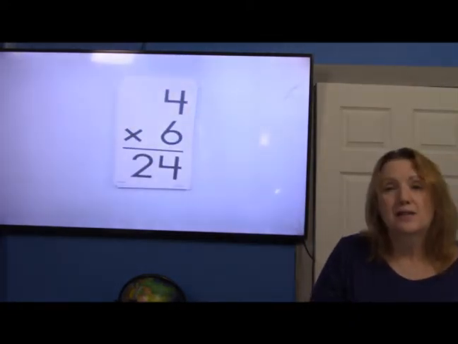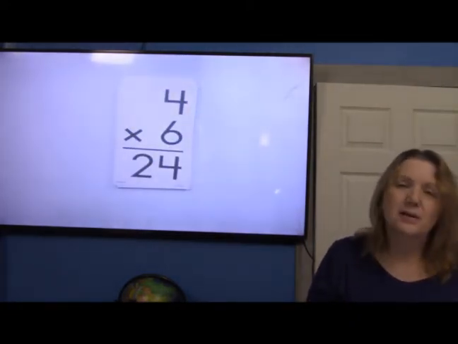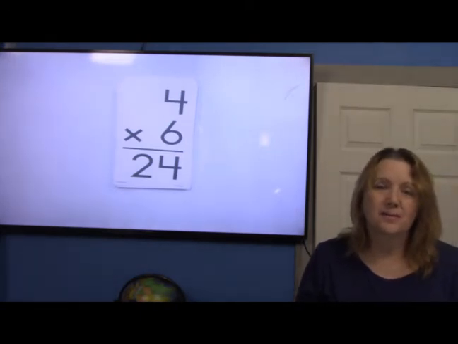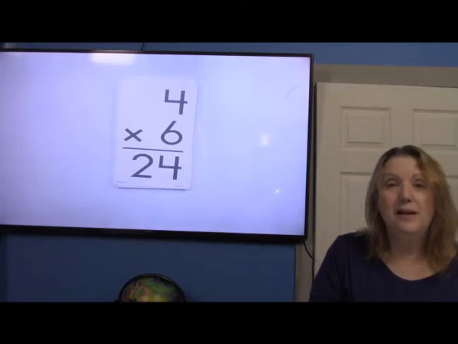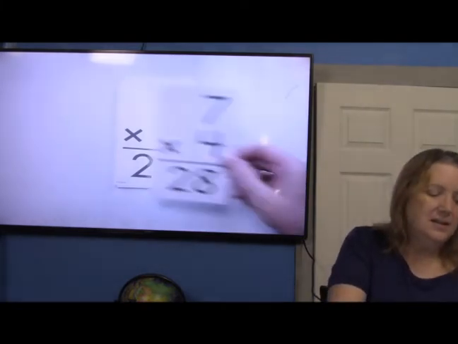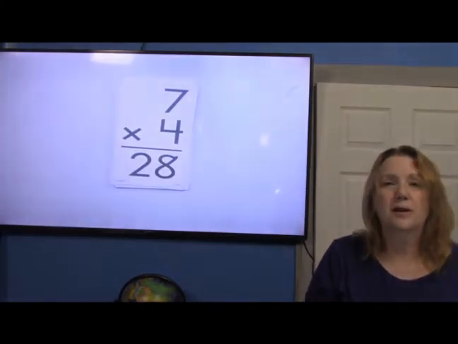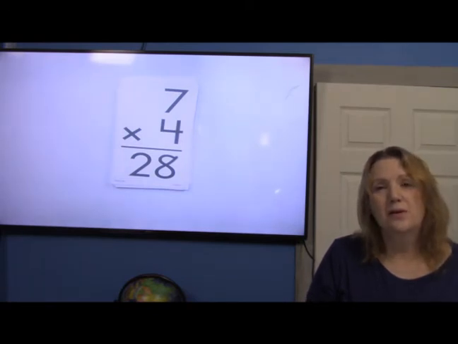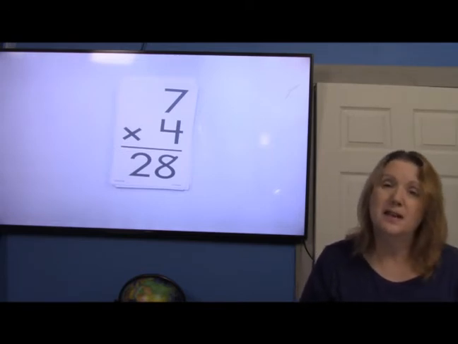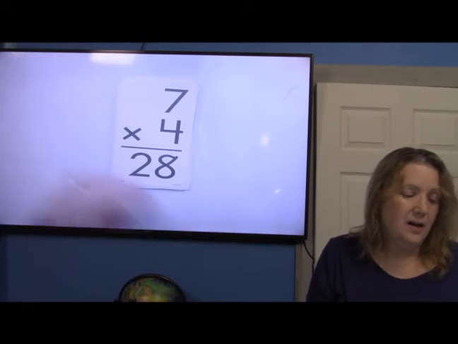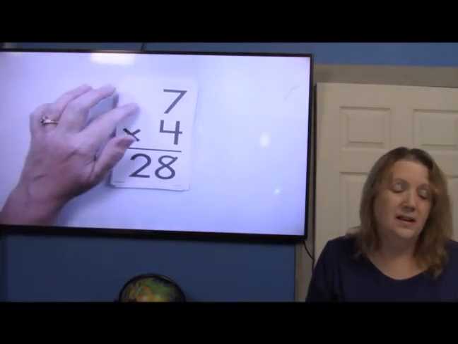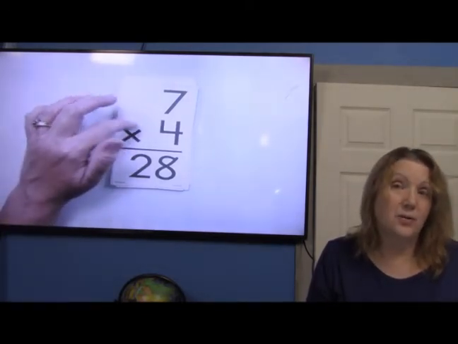4 times 6 is 24. And finally, our last one, 7 times 4 is 28. Now, there's a lot of ways to think about multiplication tables. You can think about, I have 4 rows of 7. I have 7 rows of 4.